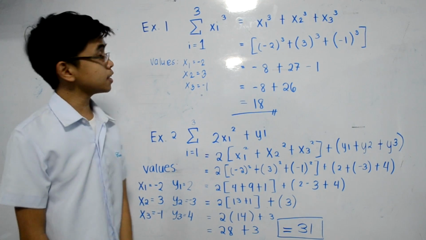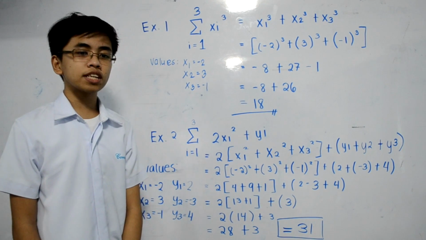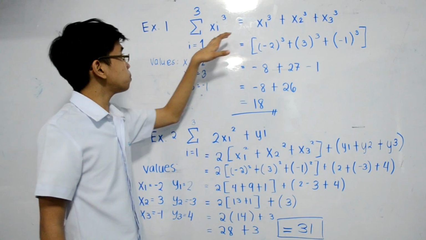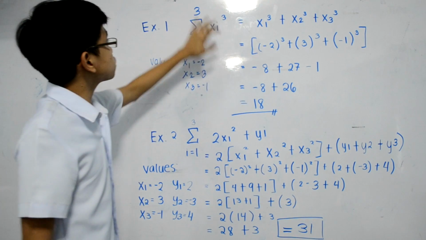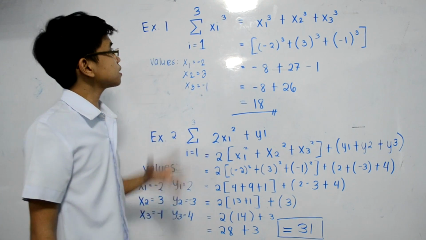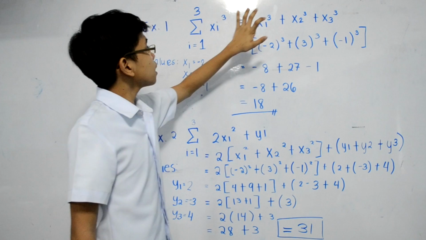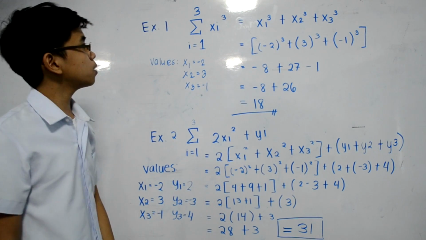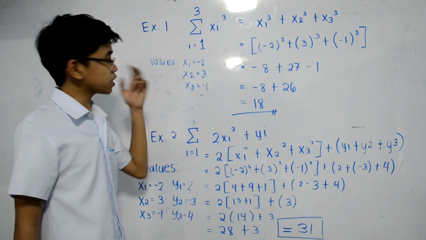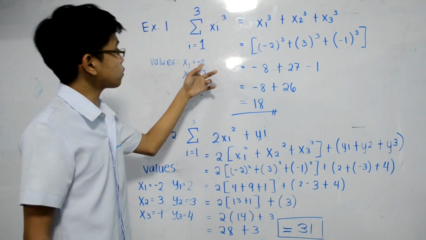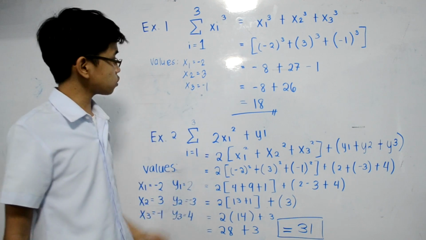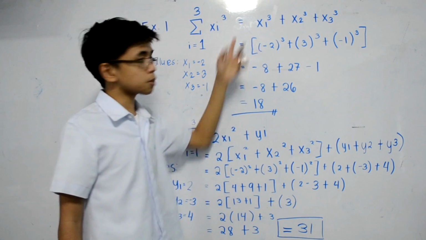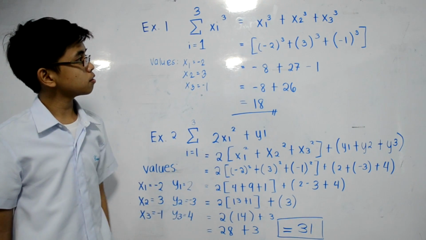Example number 1 is another example we can encounter in sigma notation. The summation of x sub i cubed as i goes from 1 to 3 can be expanded as x sub 1 cubed plus x sub 2 cubed plus x sub 3 cubed. Since there are given values, x sub 1 equals negative 2, x sub 2 equals 3, x sub 3 equals negative 1, you can use the substitution method in the expanded notation.